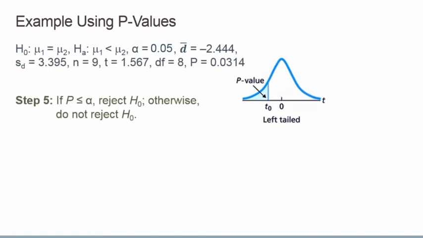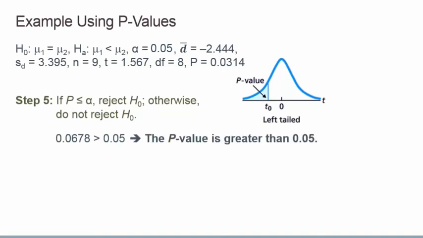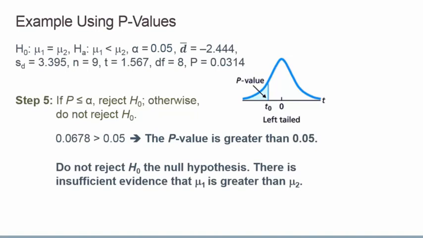Step 5. If p is less than or equal to alpha, reject h sub 0. Otherwise, do not reject h sub 0. So we're ready to compare our p-value to alpha. 0.0678 is greater than 0.05. The p-value is greater than 0.05. So that means we do not reject h sub 0, the null hypothesis. There is insufficient evidence that mu sub 1 is greater than mu sub 2.